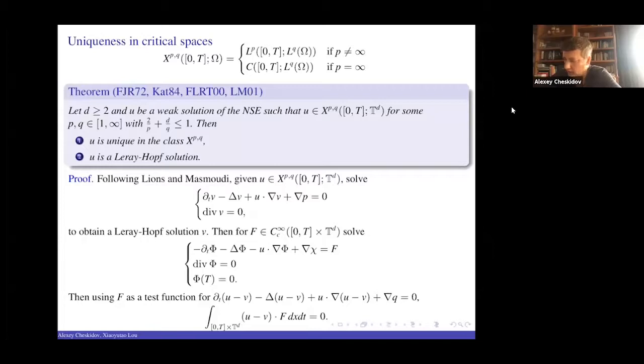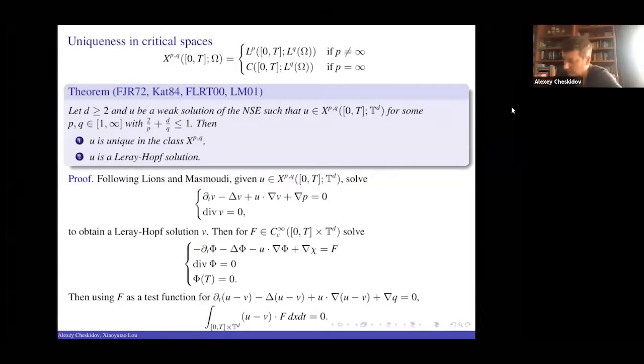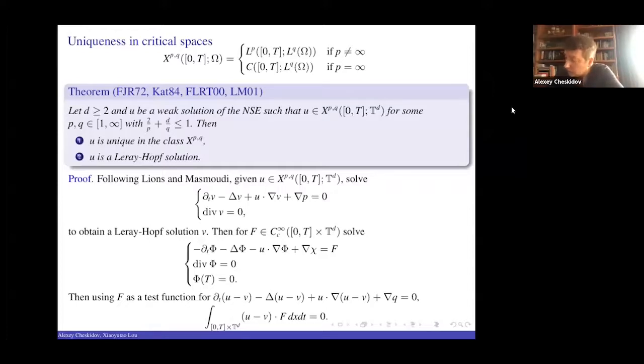including 1 and infinity. Okay, so what we are going to do, we are going to take a weak solution in the critical space, and then we are going to solve the linearized Navier-Stokes for v, right, to obtain a Leray-Hopf solution v. So we can just do it by the limit of the Galerkin approximation. Then we are going to consider the dual problem, right? So given any smooth function f, that's going to be the forcing, we are going to solve this dual problem for phi.